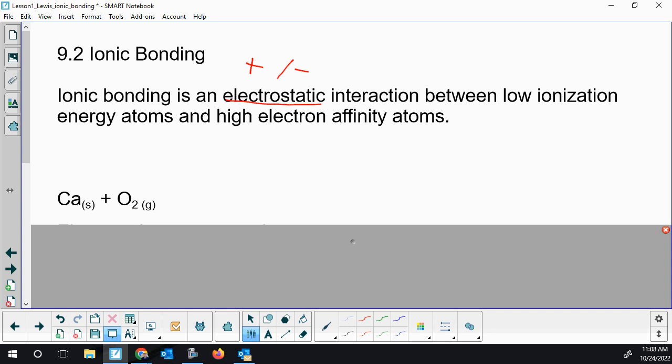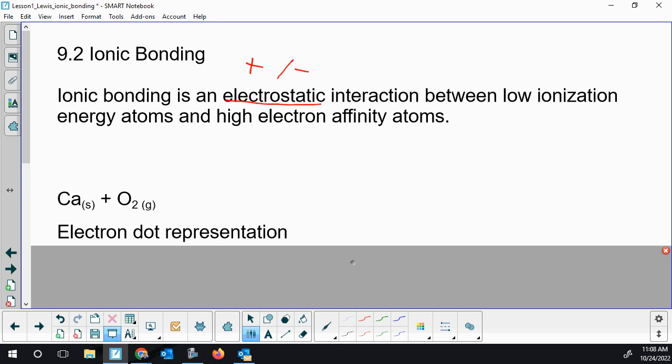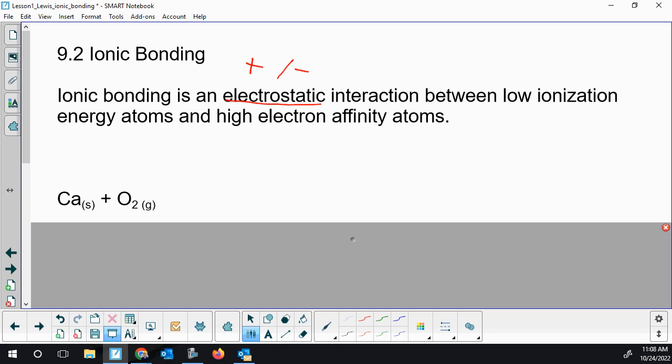I'm going to do an example with a group 2 and a group 6. You see a metal and a non-metal and you think Science 10 and you should be thinking ionic bonding. But it fits with the ionization energy and electron affinity that we talked about previously. So first I'm going to do the reaction, and then I'm going to do the electron dot representation of this reaction. Okay. So calcium can react with oxygen.